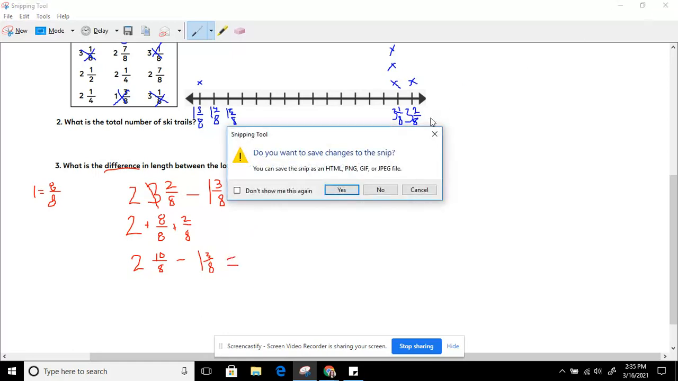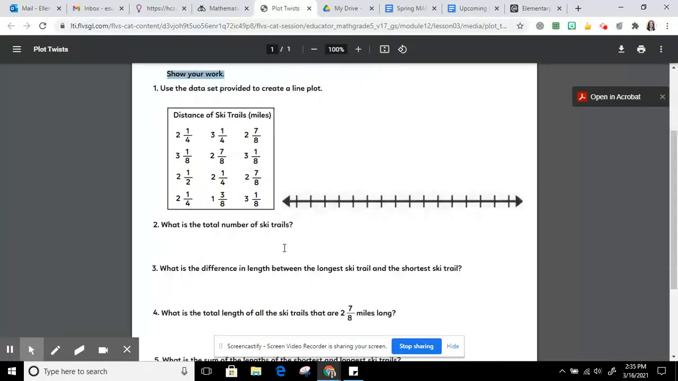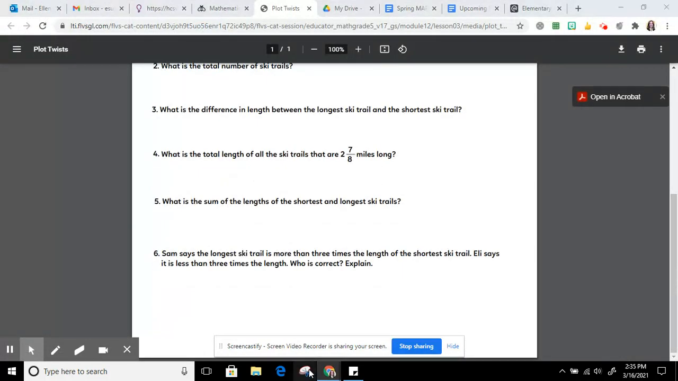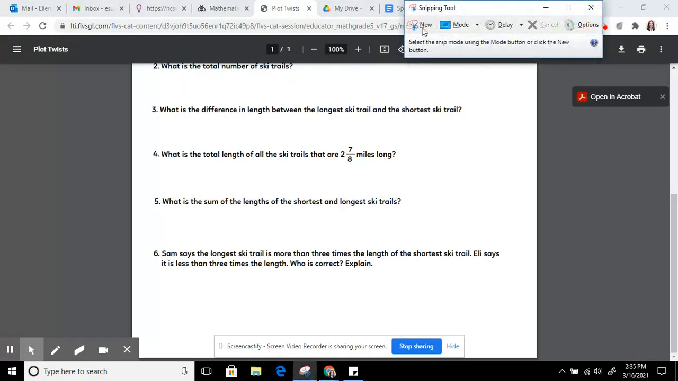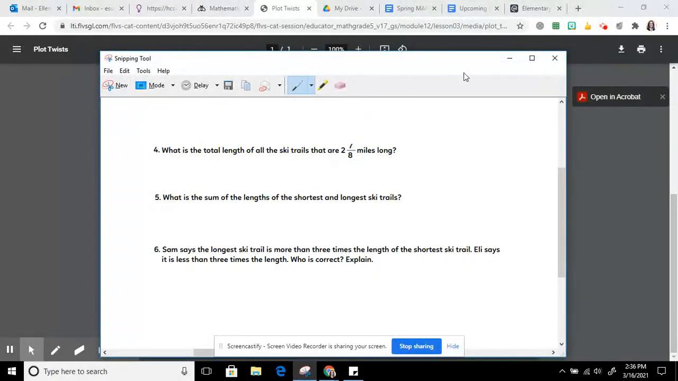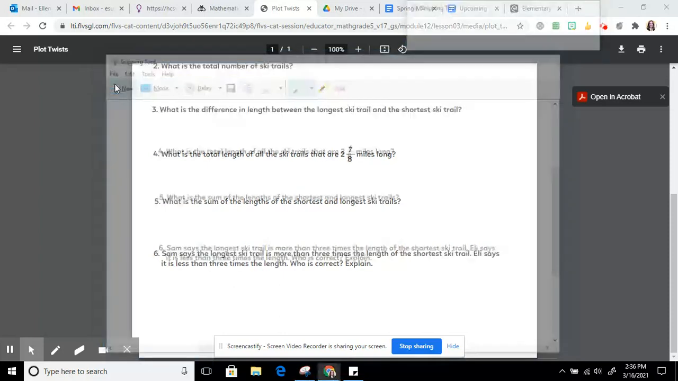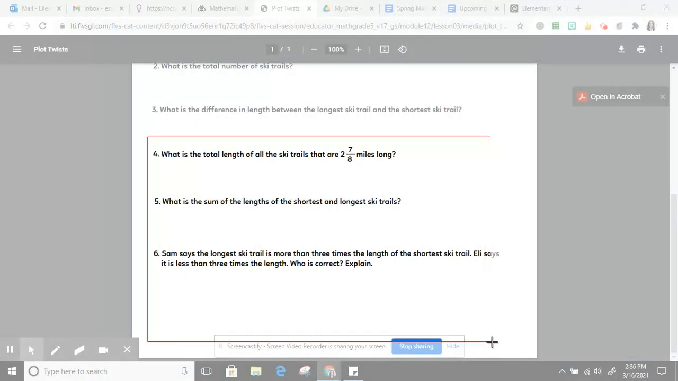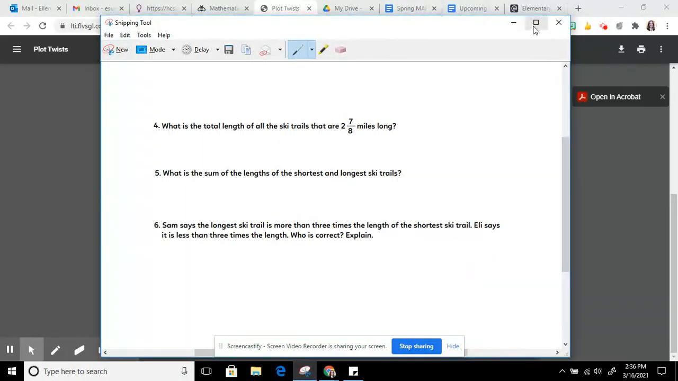Okay, and then let's look at 4 and 5, and 6. I apologize, there's 6 questions here. So we'll talk through those 3. Oops, let me redo that. That number got cut off. There we go. All right.